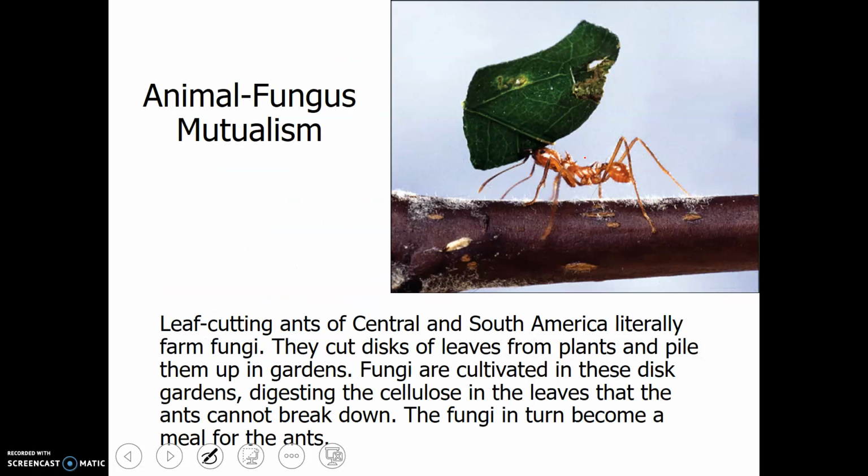Okay, so you may have seen leaf harvesting ants, leaf cutting ants. These are the leaf cutting ants of Central and South America. They actually farm fungi. They cut discs of leaves from plants, pile them up in gardens, and then they cultivate the fungi on those leaves because the fungi feed off of those dead and dying leaves. And then the ants eat the fungi.